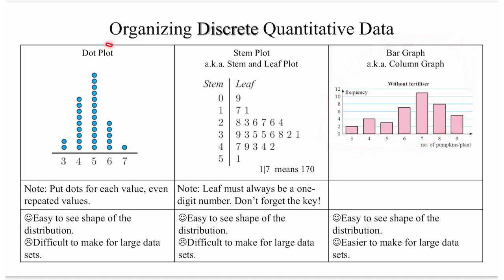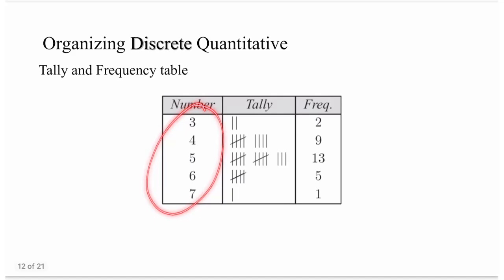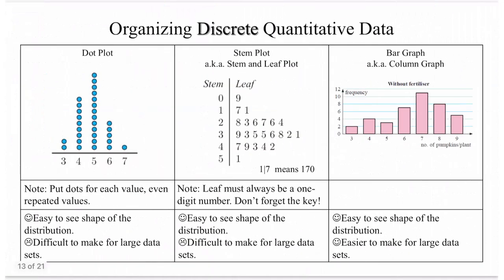So you'll notice that for the dot plot, this is actually the same information as this data here. Maybe that represents the number of people that live in the home. I don't really know. And you just put a little dot to represent each time that number occurred. Some advantages here: it's easy to see the shape of the distribution, which we'll talk about later, but it is difficult to make for large data sets.